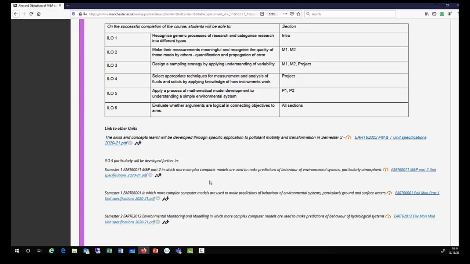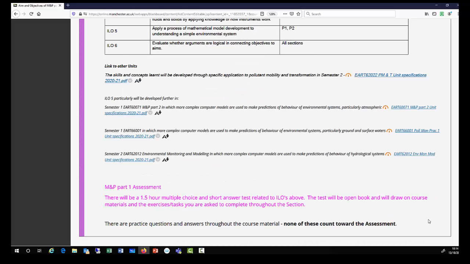In both of these cases you'll be using much more complex computer models than we're describing in this unit. You won't be writing them, but you will be using them. And then second semester as well, Environmental Monitoring and Modelling is another unit in which you use more complex computer models.